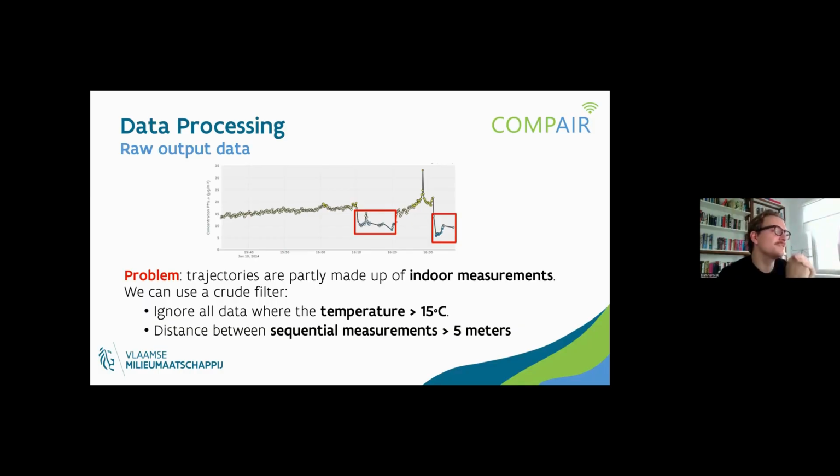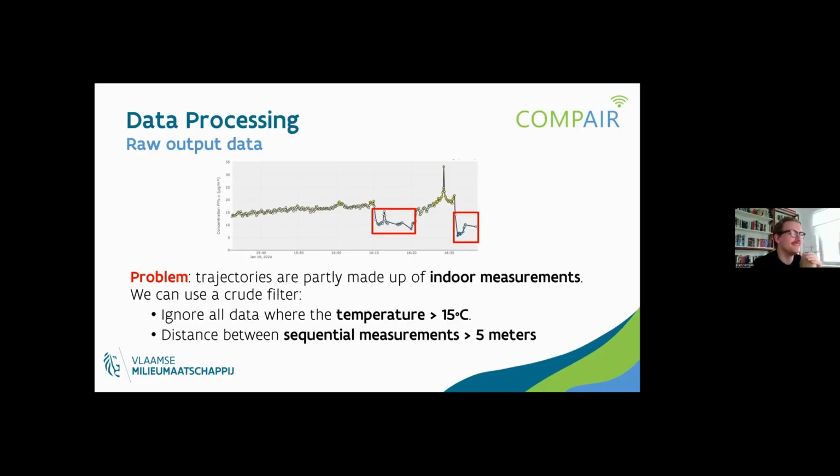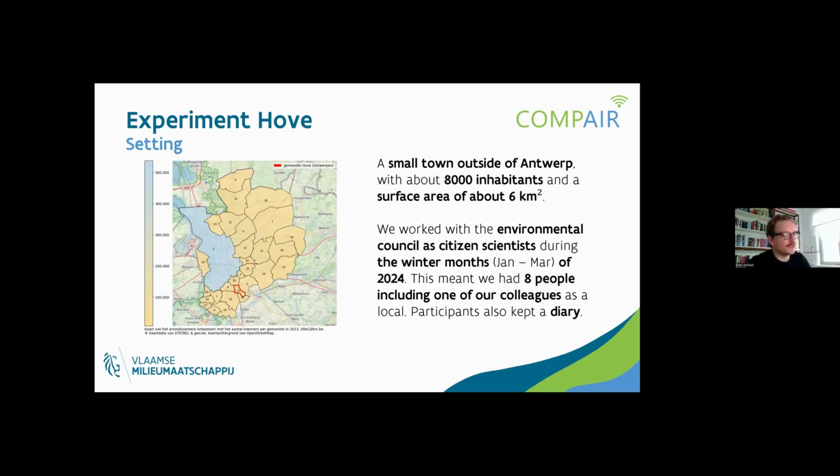But that's not sufficient, because the temperature sensor has a little bit of a lag compared to the GPS and the concentration sensor. So we're also going to ignore any data where the distance between sequential measurements, which is every 10 seconds, is less than, sorry, that's a typo, 5 meters. Or, well, we demand that the distance is more than 5 meters, then it's not a typo. So anytime someone's basically stationary, not moving, we will ignore this data. This is a quite crude filter, but it works quite well to clean up the data set as much as possible.